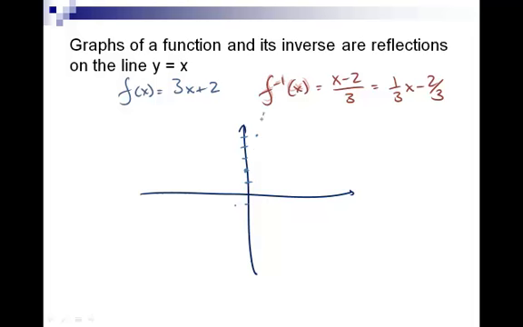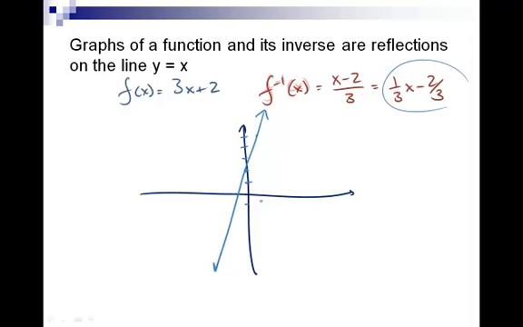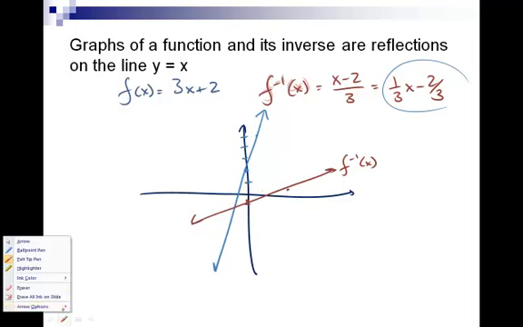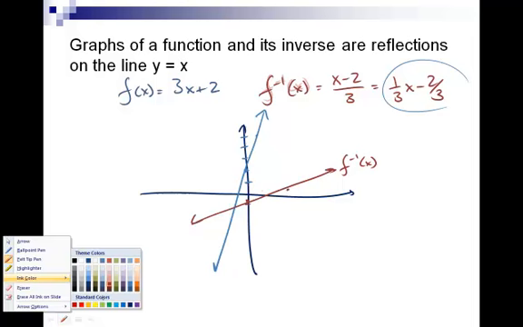And so my line looked something like this. This line in the burgundy, I go down to negative 2/3 and I do a slope of up 1 and to the right 3. And that's my f inverse of x. If I draw my third line, my y equals x, let's see, I'll try orange.